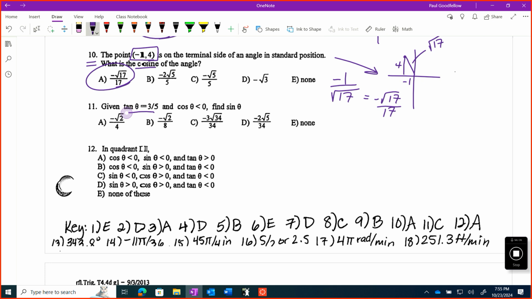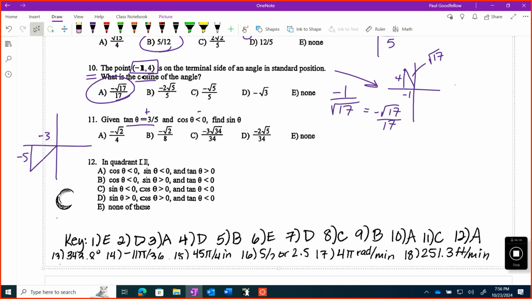Where is tangent positive and cosine negative? Well, tangent's positive in the first and the third, but cosine is definitely negative in the third. So I would draw my triangle in the third quadrant with tangent being 3. Now this is where it's a little tricky because they say that it's positive, but it's actually technically a negative divided by a negative on this.